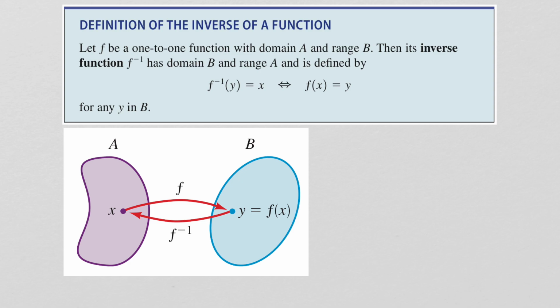So let f be a one-to-one function with domain A and range B. The inverse function, which is denoted f with a little -1 here, has domain B and range A, and is defined by f inverse of y is equal to x anytime f of x is equal to y. So again, you're just switching the x's and y's.